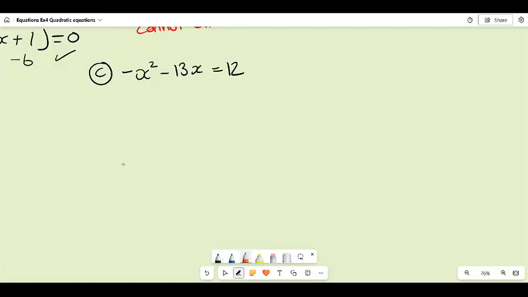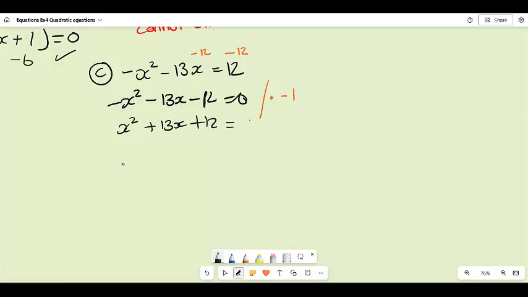So that means I say minus 12 on both sides, and I'm left with minus x squared minus 13x minus 12 is equal to 0. Once I've got that, I want to get rid of all the minus signs, so I multiply everything by -1 on both sides, which means I have x squared plus 13x plus 12 is equal to 0.